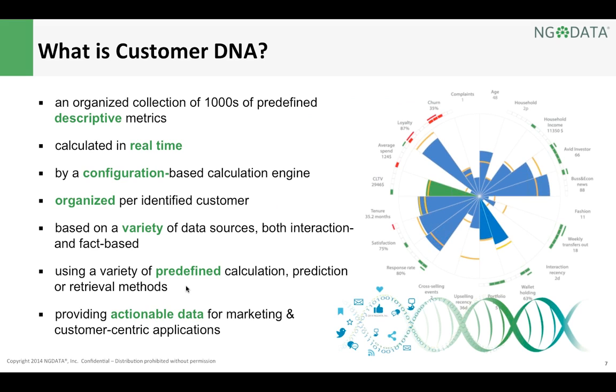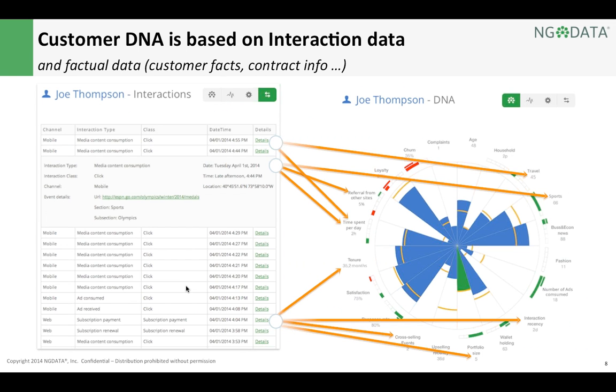The point is that with the team of people that we have at NGDATA, we were able to really pinpoint and define those key metrics which are most commonly used to drive marketing actions, to select the relevant people to offer a certain product to, and so on and so forth. So that is basically our definition of customer DNA. As I mentioned, that customer DNA is based on interaction and factual data. We'll get to that in a bit when I show you some of the functionality of Lilly live.